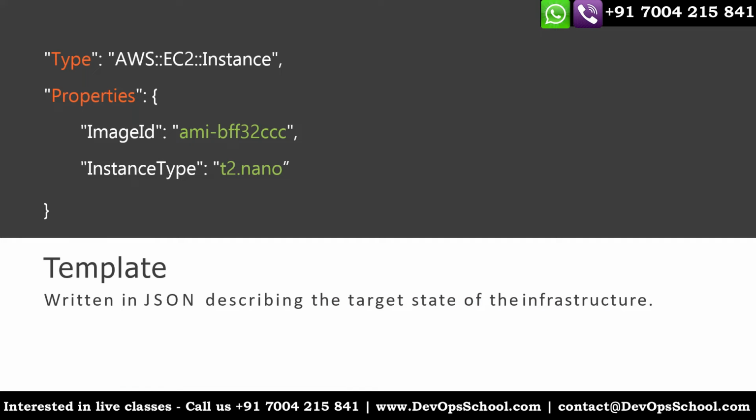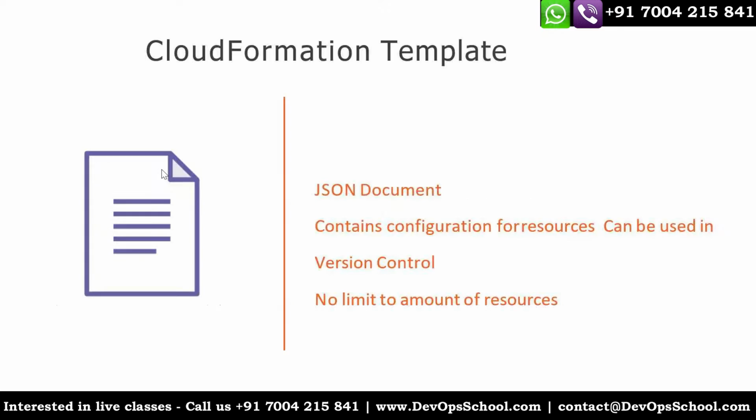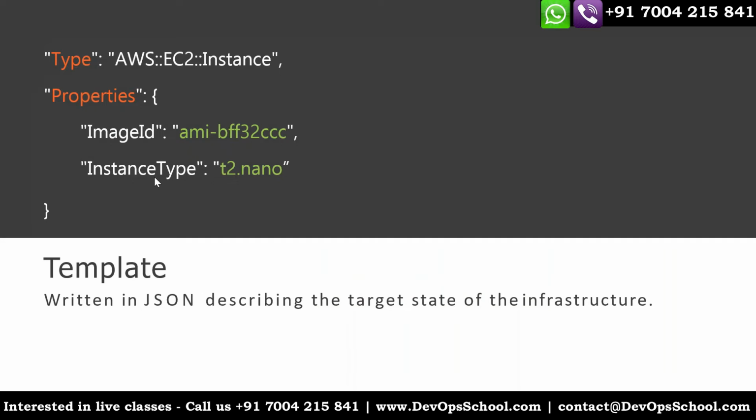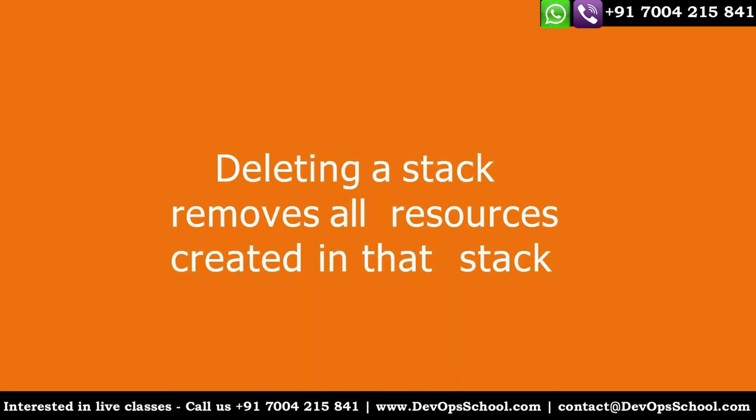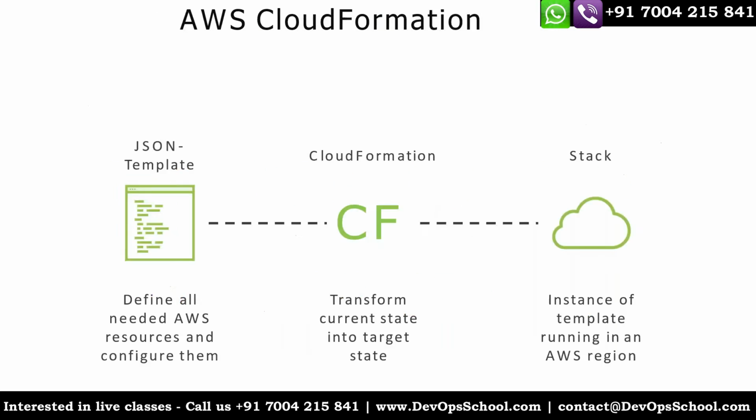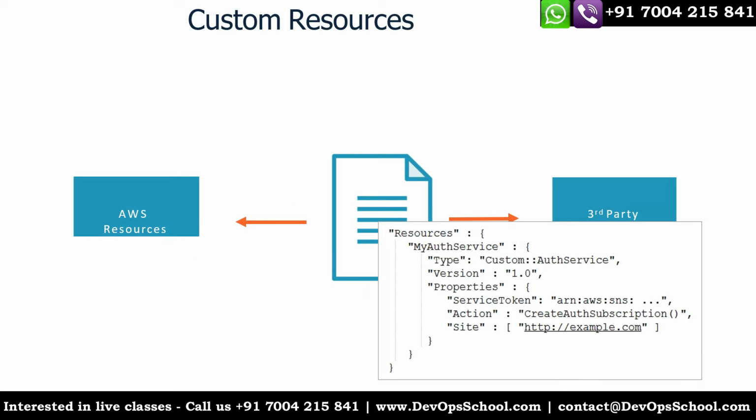See here, this is the template. If you want to write a template, all the properties you write here. Type is the resource name, AWS EC2 instance, and properties you can define for each resource. Updating, deleting. Look at this here. This is a resource again.